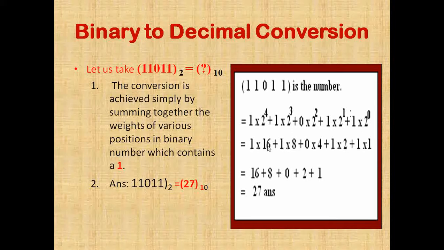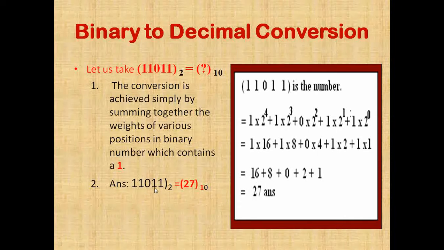So 2 to the power 4 is 16, 2 to the power 3 is 8, 2 to the power 2 is 4, 2 to the power 1 is 2, and 2 to the power 0 is 1. Right? Now 1 into 16 is 16, 1 into 8 is 8, 0 into 4 is 0, 1 into 2 is 2, and 1 into 1 is 1. So 16 plus 8, 24, plus 2, 26, plus 1, 27. So we get the answer as 27.